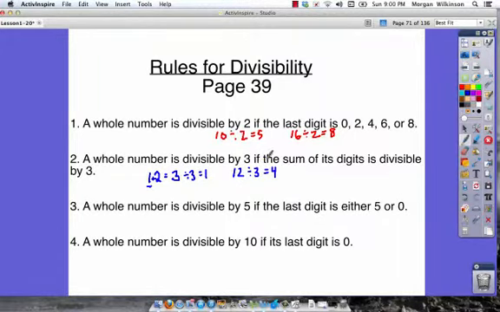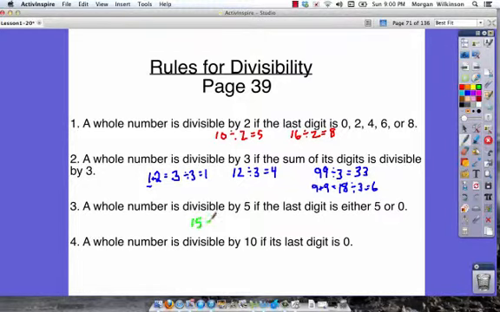Now, let's say that we had the number 99. 9 plus 9 is equal to 18. And we know 18 is divisible by 3 because 18 divided by 3 is equal to 6. So 99 must be divisible by 3, and 99 divided by 3 happens to be 33. So we can always use that rule to find out if a number is divisible by 3. Alright, the next one, a whole number is divisible by 5 if the last digit is either 5 or 0.